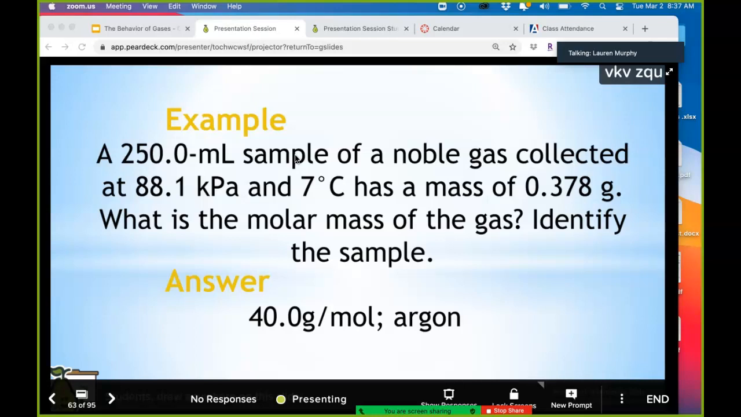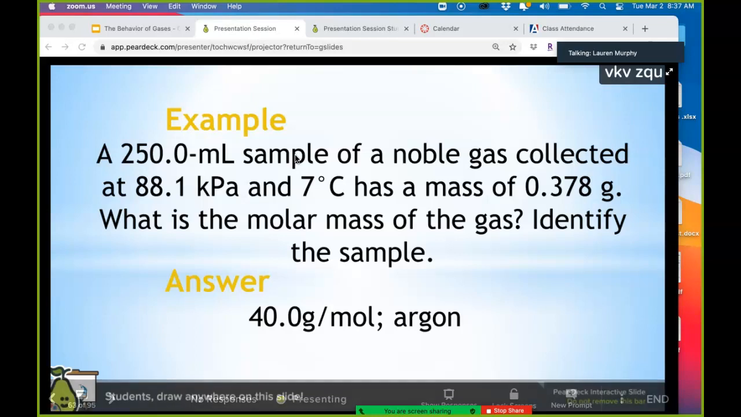All right, so this is going to be our warm-up problem for doing another molar mass type problem. Molar mass of gases. So let's read the problem.